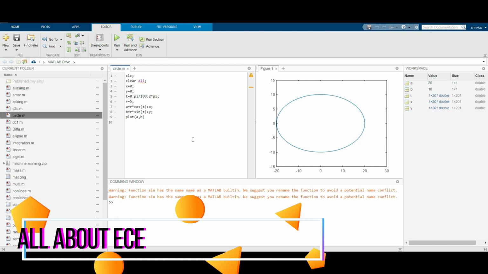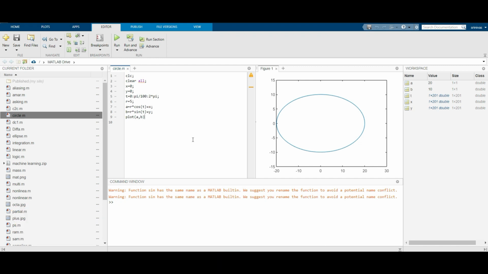So we write this parametric equation instead of using the normal equations. If you write the equation as x square plus y square equals 1 or something else, then the equation and the program will be much more complicated.